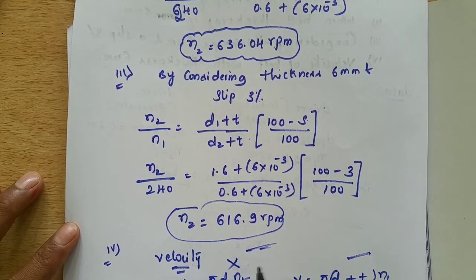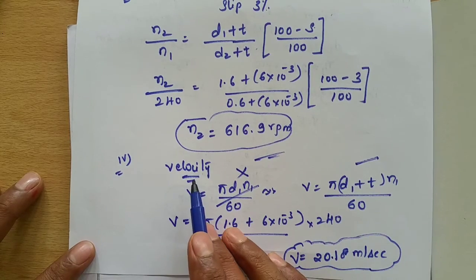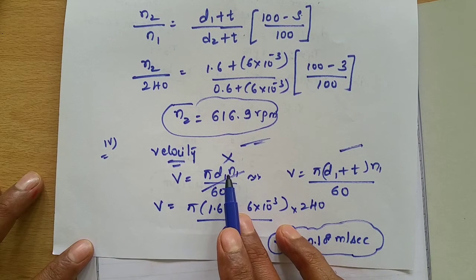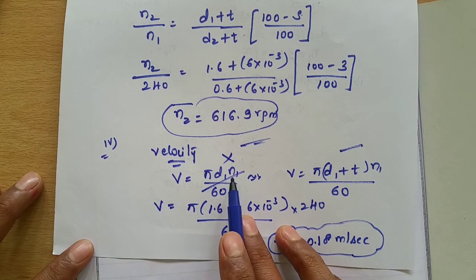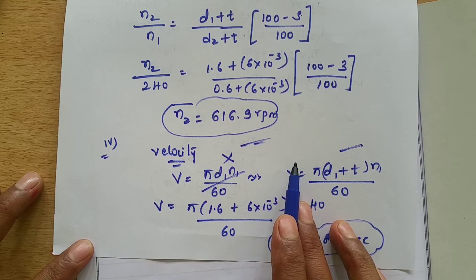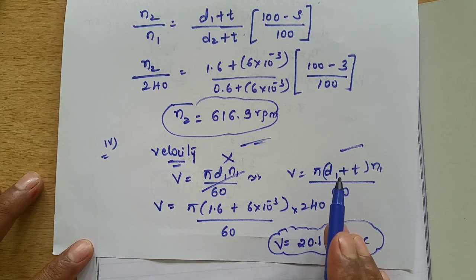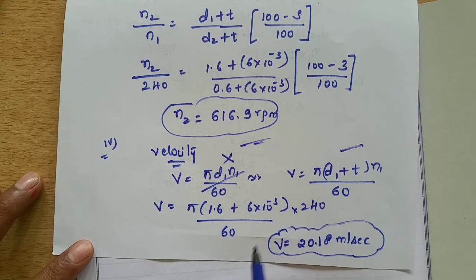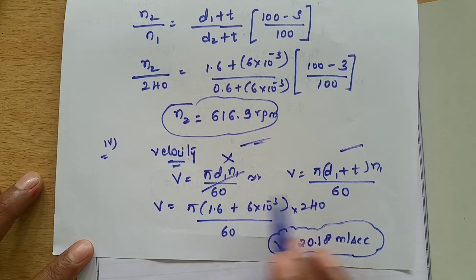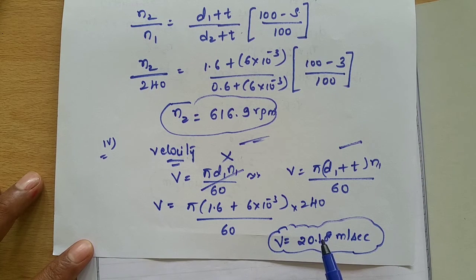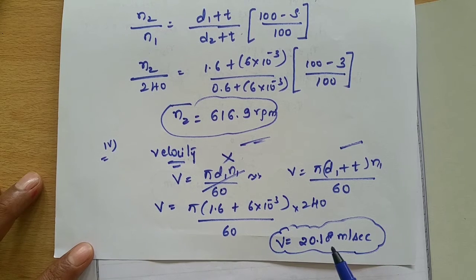Now the fourth one is where we have to find out the linear velocity by considering the thickness of the belt. So this is the formula to take the velocity, but when we are considering the thickness as well, we have to take pi into (d1 plus t) into n1 by 60. So now we just substitute the values over here, and we are getting the velocity as 20.18 meter per second.